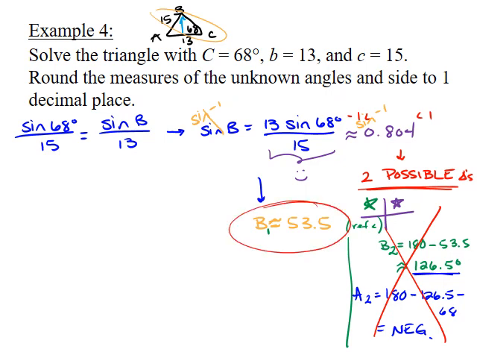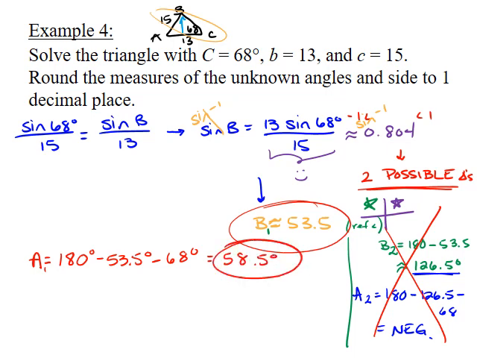I have found the missing side, the missing angle, B. Now I need to find the missing angle A. Just like in what I just showed, to find angle A, I'll take 180 minus 53.5 minus the given angle of 68 degrees. And I'll find that angle A in this case is 58.5 degrees. So far, these are the solutions.